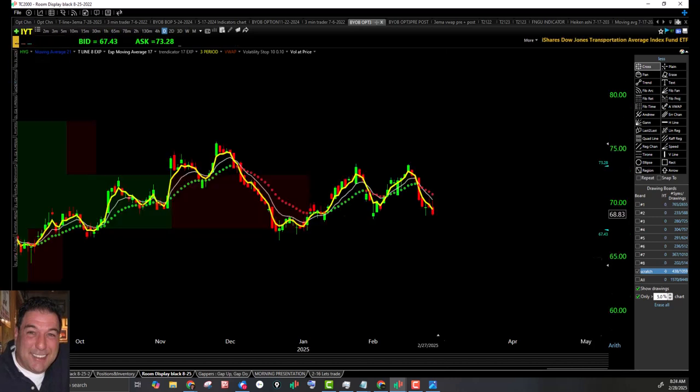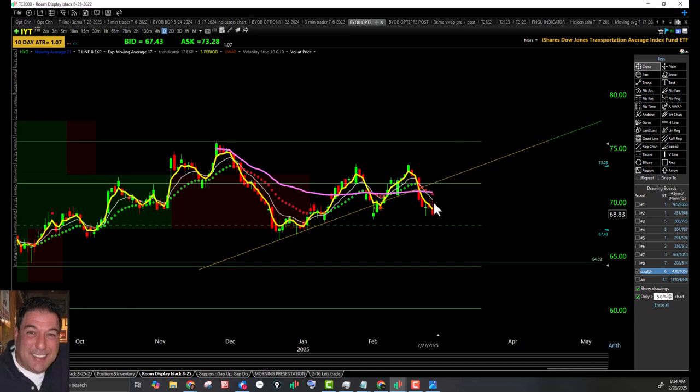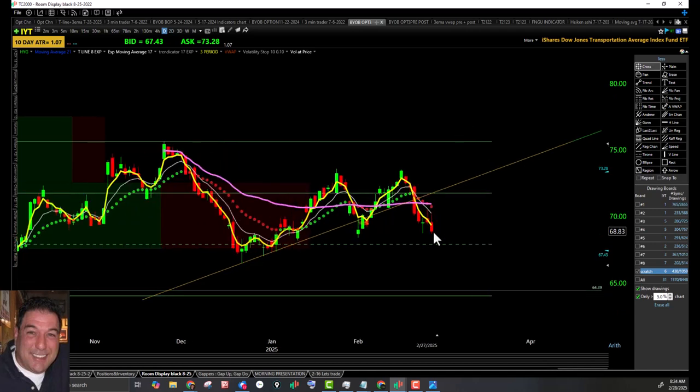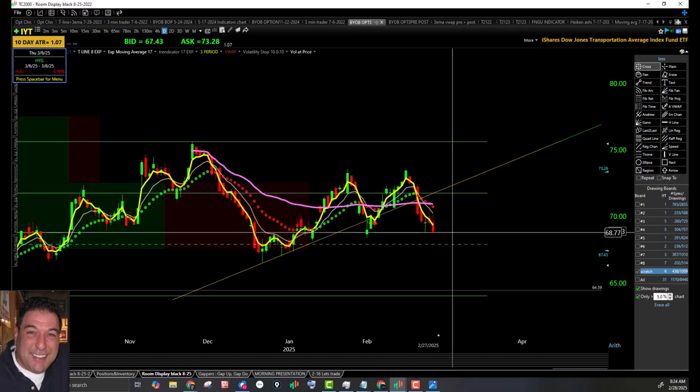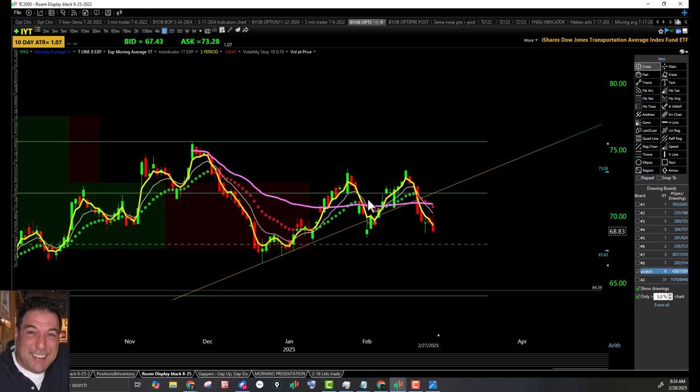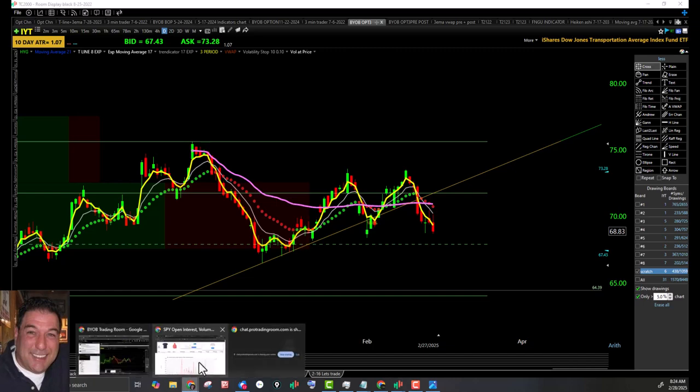Take a look at IYT. Here are our transports. Lower high, lower low, closing under the bearish trap, under the falling 17, under the uptrend line. Again, they continue to move up and give it up, move up and give it up. So price action is just neutral right here, no longer in the upper third, no longer above the all-time high anchored VWAP. So there's IYT.